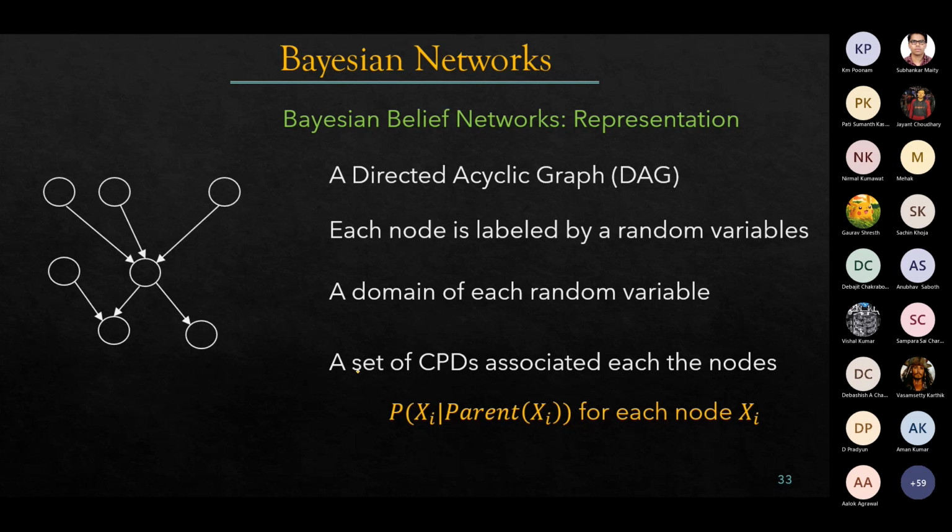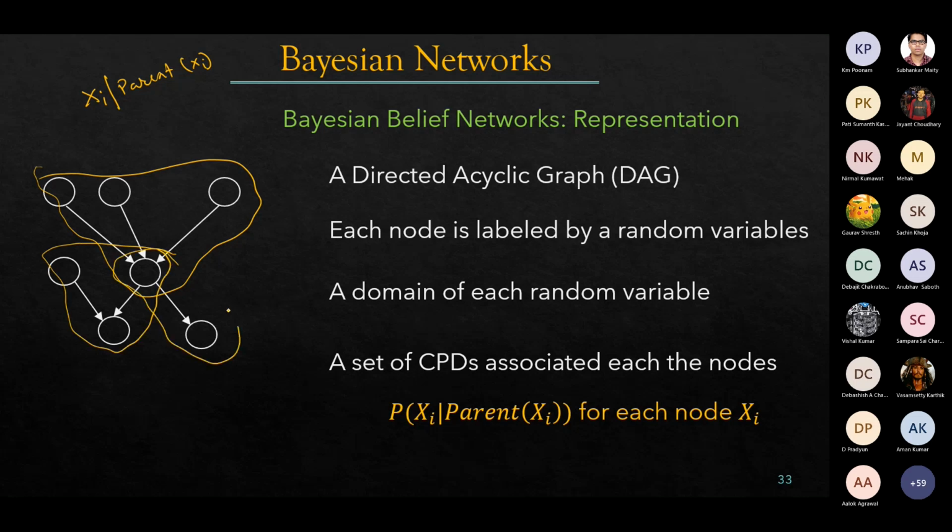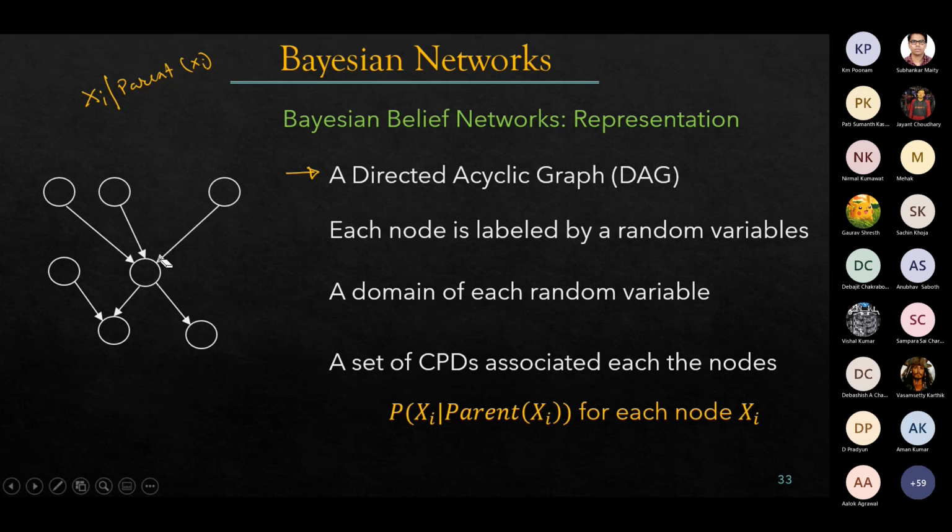Now, what is a Bayesian belief network then? How do we represent that? Basically, we can represent this xi given parent of xi into a set of these structures. And as we do that, you can see easily that this will become a directed acyclic graph. It is a directed graph, and also there will not be any cycle in it. That's why it's a directed acyclic graph, in short, DAG. So this is one property of the Bayesian belief network.